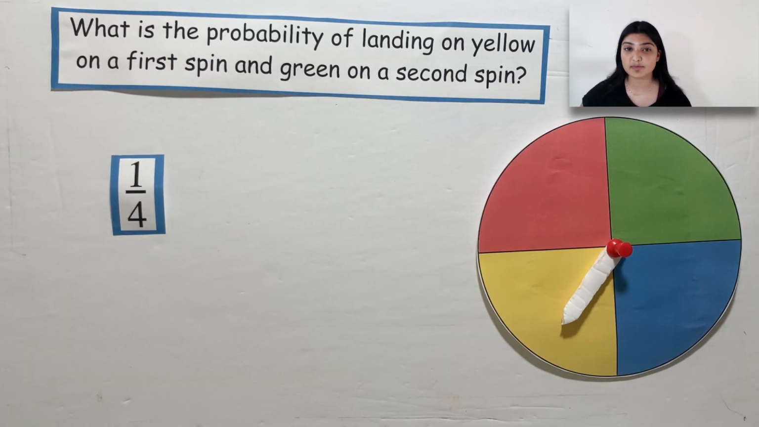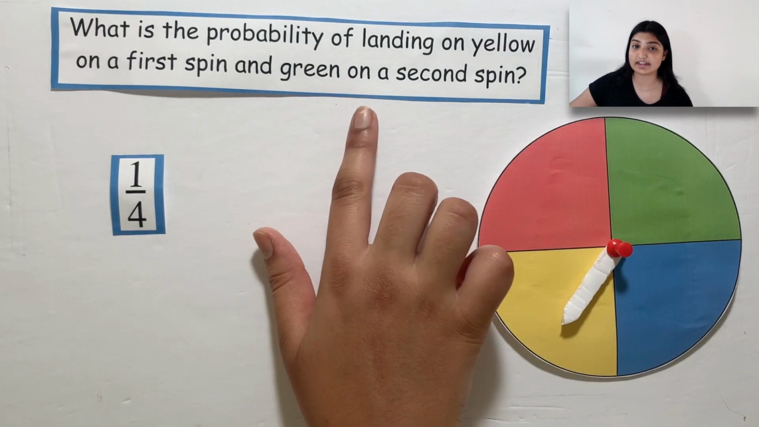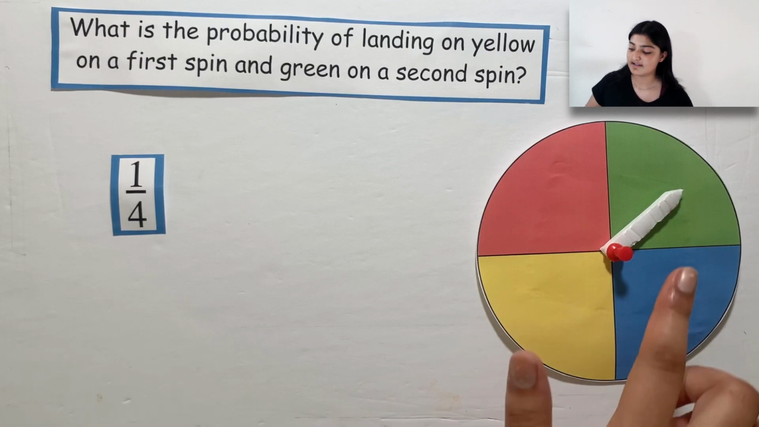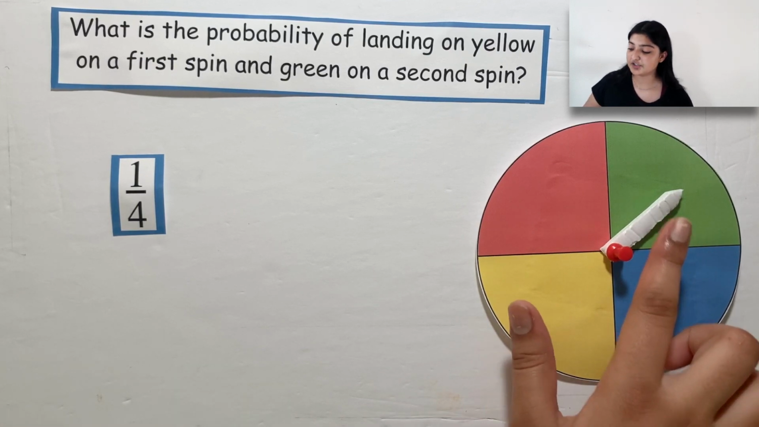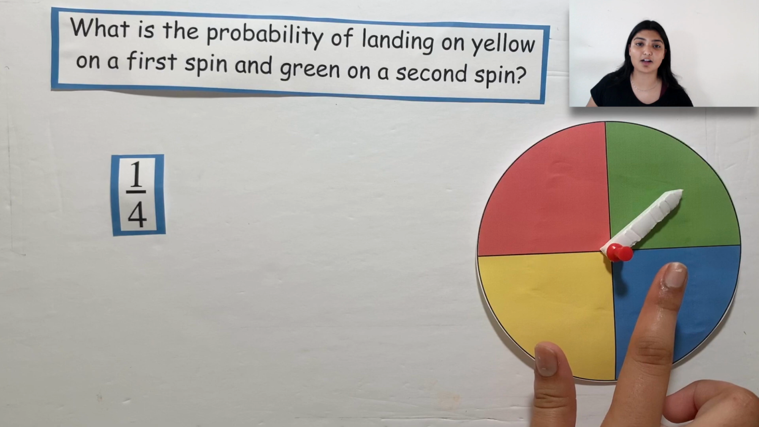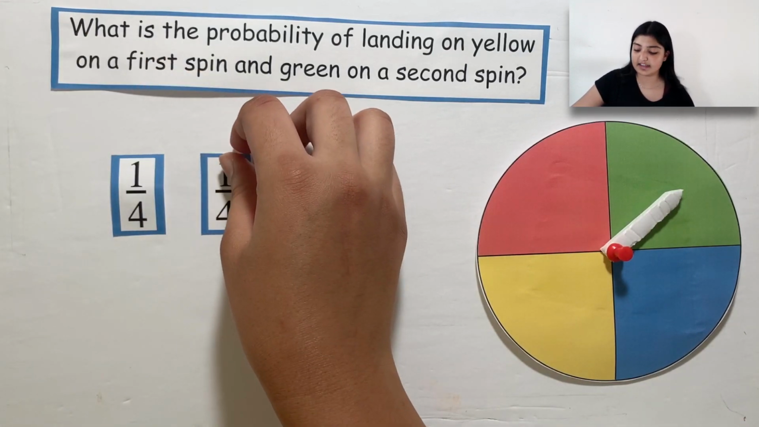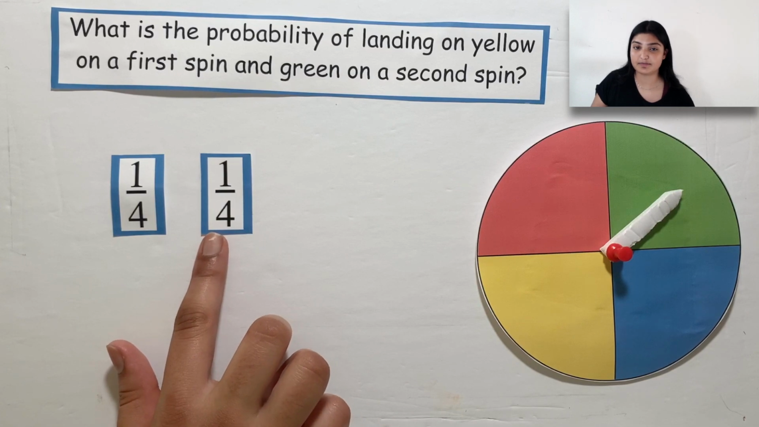Now, let's find the probability of landing on green on a second spin. Again, there's one green section and a total of 4 sections or colors that the spinner can land on. So we know that the probability would again be 1/4.